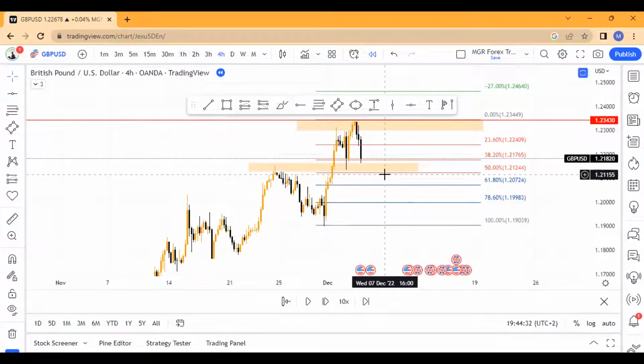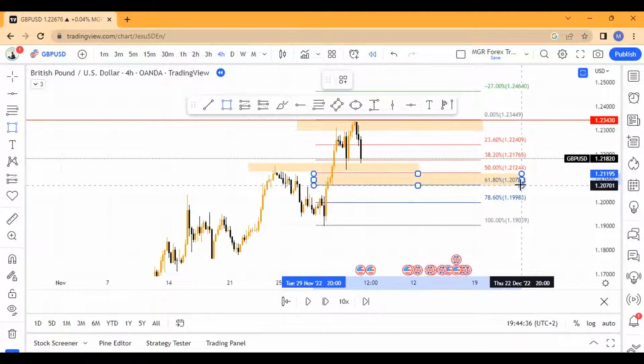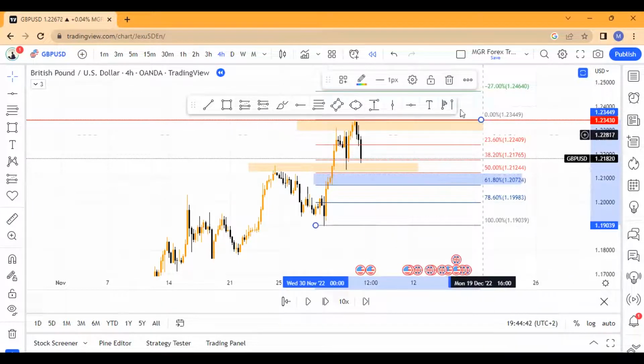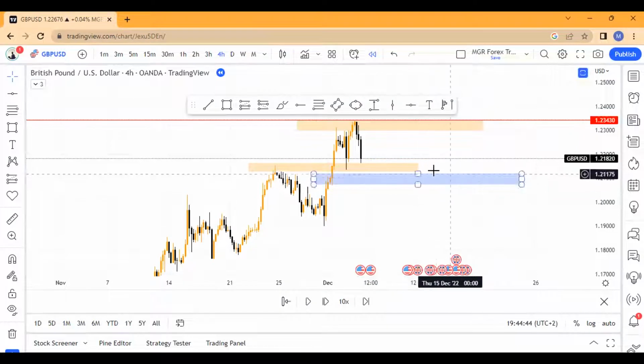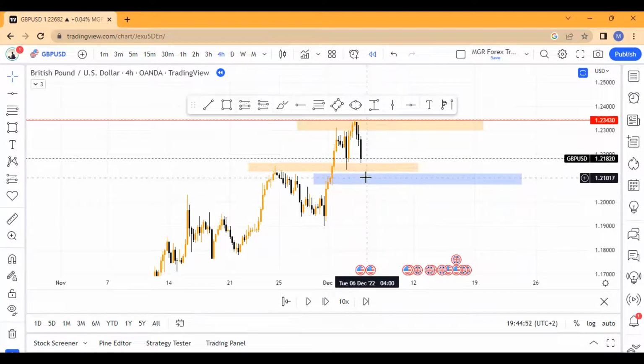If I must just throw this in again one more time, that is your golden zone, and I'm going to make this a different color. I'll make it blue, so that you can see that this is obviously our level where we want to be looking for longs. And we can easily just throw a wick through this previous support, still respected, close inside of it, and then have a long opportunity from there.